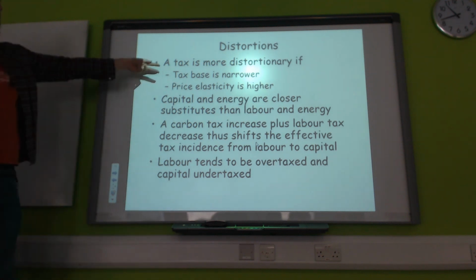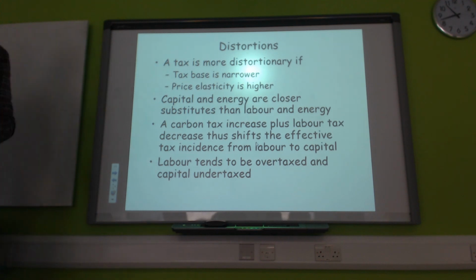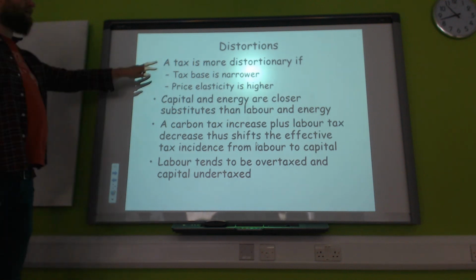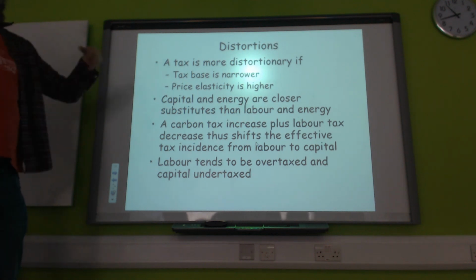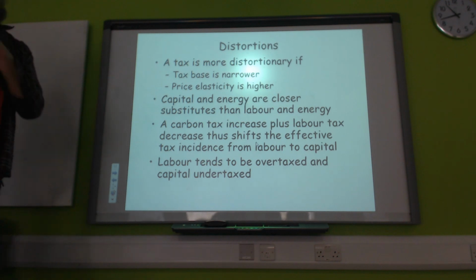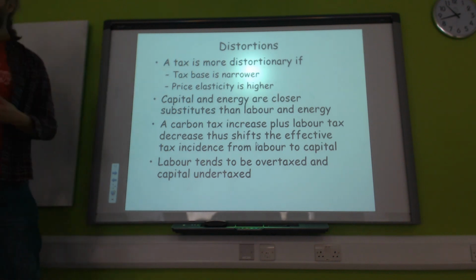Everybody uses energy, so the tax base is actually fairly wide for carbon taxes. Only 40%, I think, of people in the UK work. So labor taxes fall on a narrower base. In both cases, the price elasticity is actually pretty low.